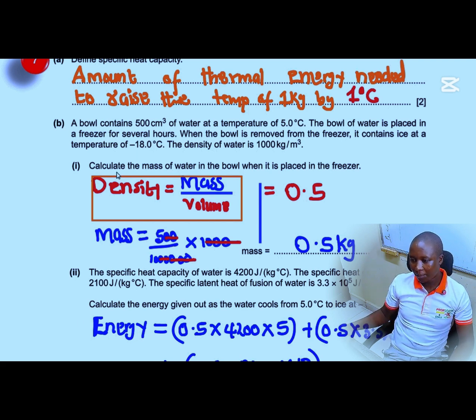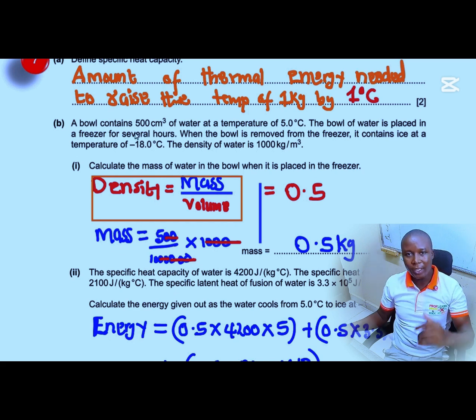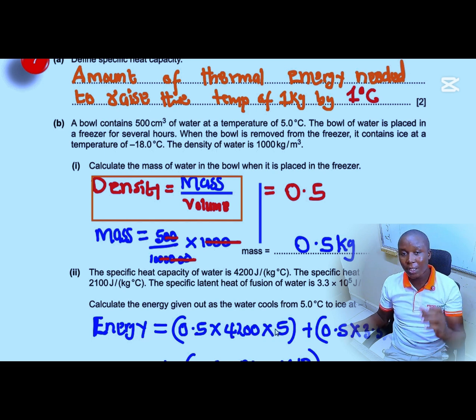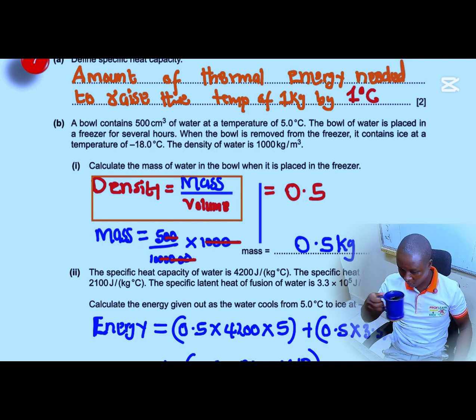So we are told that a bowl containing 500 centimeter cubed of water at a temperature of 5 degrees Celsius is placed in a freezer. So the temperature will decrease from 5 degrees Celsius to 0. Which amount of thermal energy will be given out? It will be 0.5 times 4,200, which is the specific heat capacity of water, times the temperature change from 5 to 0. That amount of heat will be given out.